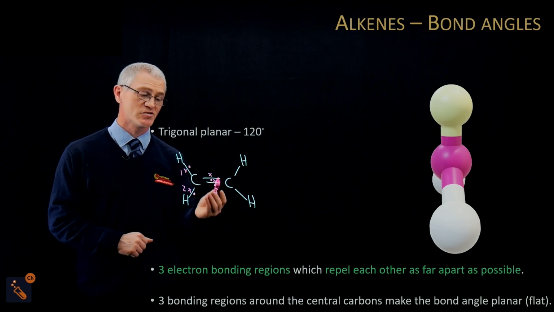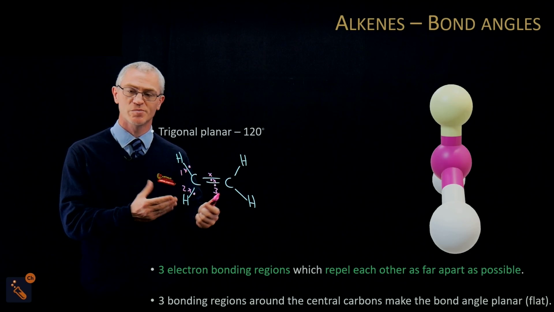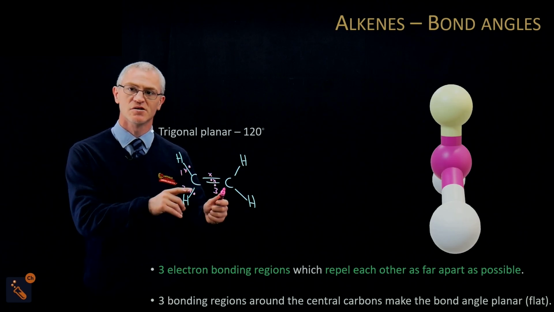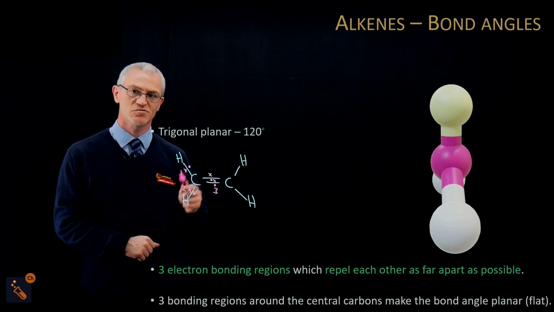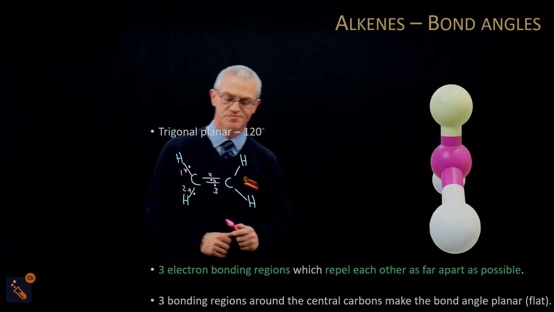The reason we call it a bonding region is because there are 2 bonding pairs inside there. So if you've got multiple pairs, you've got to call it a region, not a pair. So 3 bonding regions, and there's our 3 bonding regions around here.